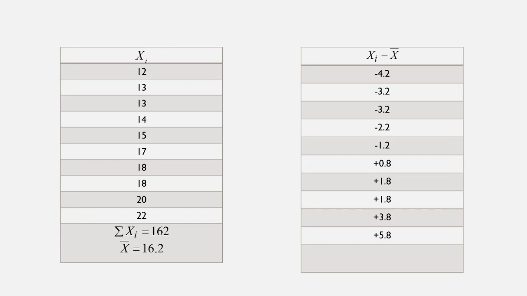That could happen. If not, then the deviations will have some scores below the mean and some above. So if you were to add up all of the scores in that deviation column, it will, if you did the math correctly, sum up to 0.